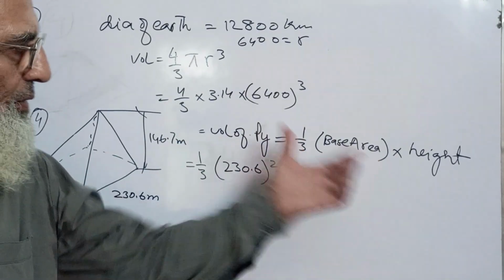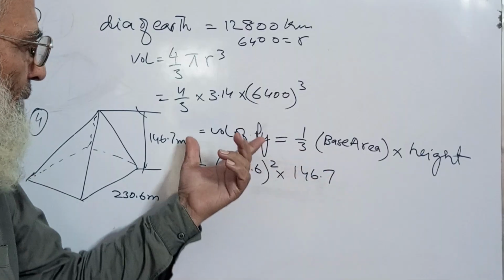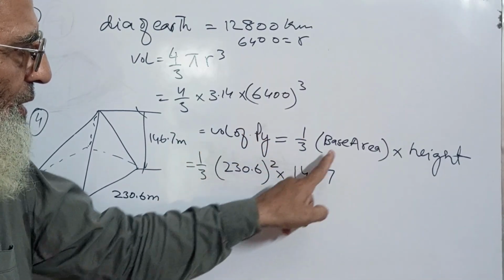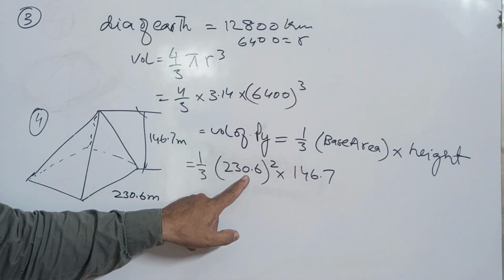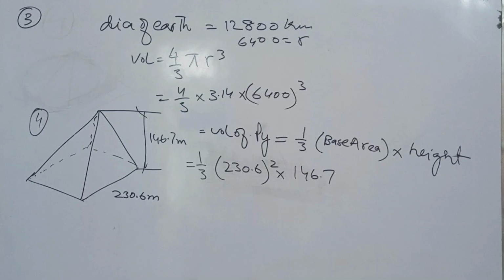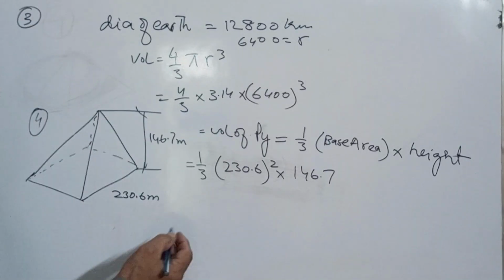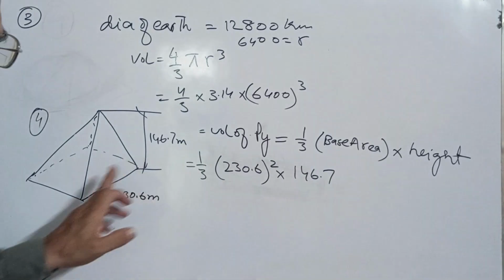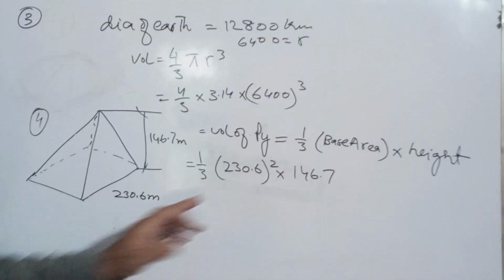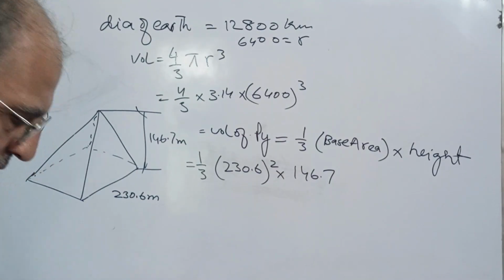The formula for volume of a pyramid is written here: one-third base area multiplied by vertical height. Now this is a square. You might have other base shapes. The base may be triangular, maybe hexagonal, and maybe octagonal, but here we are given a square base. So this is a square base over here.